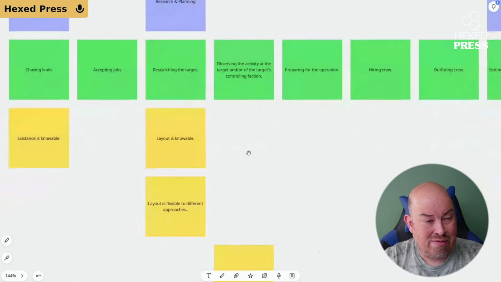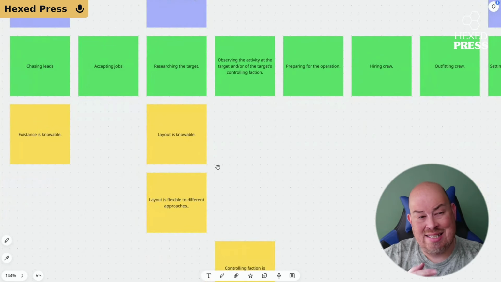In terms of layout, is the layout knowable in some way? It's a big trope in heists for the party to get floor plans, old, new, partial, complete, that give them an idea of what's where and who's where and all that stuff. But oftentimes with dungeons, we don't have any kind of knowledge of the layout.